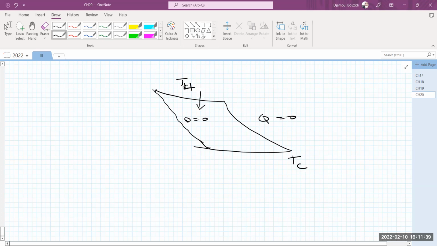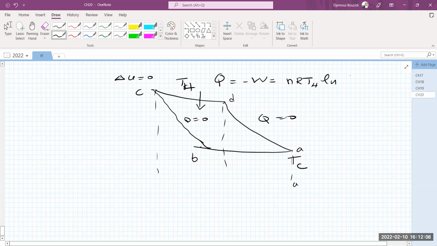Q, when we computed it in here, turned out to be equal to minus W. And because, again, the temperature is fixed, delta U is 0 in this case for the isothermal. So it's going to be nRT, and this T is T_H, ln of this volume over this volume. Usually we call this one point A, this one point B, this one point C, and this one point D. So technically, it's V_D over V_C. That's what we found last time.